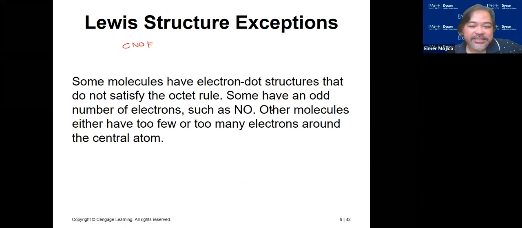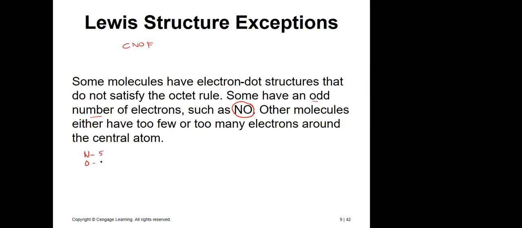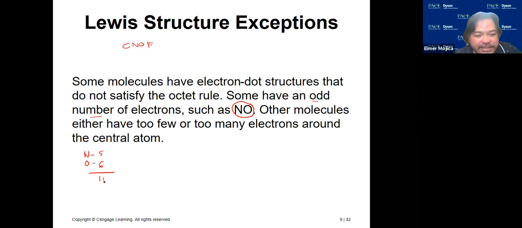Now, there are some that have an odd number of electrons. This is an example of the exception, like NO. What does this mean? Why does this have less than an octet? What do we call this exception to the octet? For NO, how many valence electrons does N have? Anyone? Valence electrons for nitrogen? Five. Oxygen? Six. So you have 11 electrons. If you have that, you may end up writing it in this way.